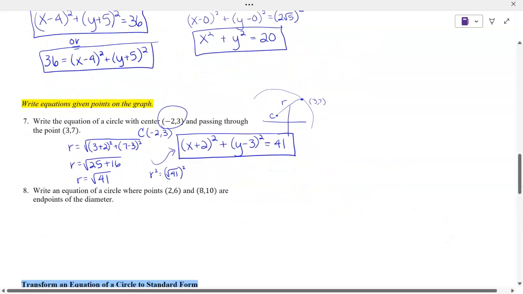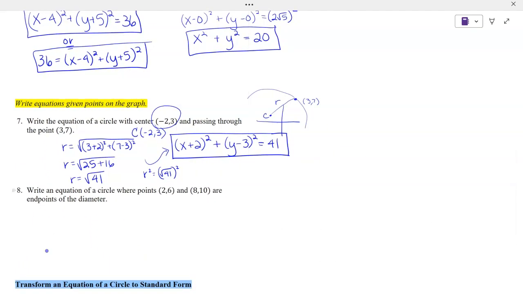So I want you all to try this next one. Now this one's a little bit different. They don't give you the center. They give you the endpoints of the diameter. So what are you going to have to find first? How do you find the center?